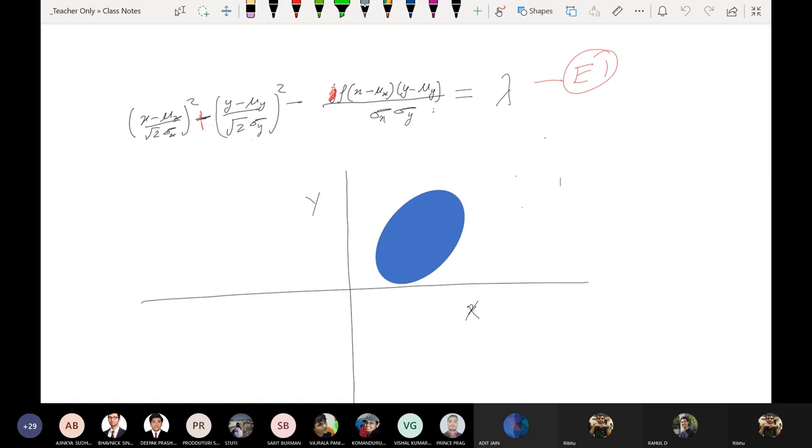Okay. So now this point is mu x plus j mu y. This spread along the x-axis is sigma x. The spread along the y-axis is sigma y. And the rotation, the angle of rotation depends upon rho. Fine? Yes. The angle of rotation depends upon rho.